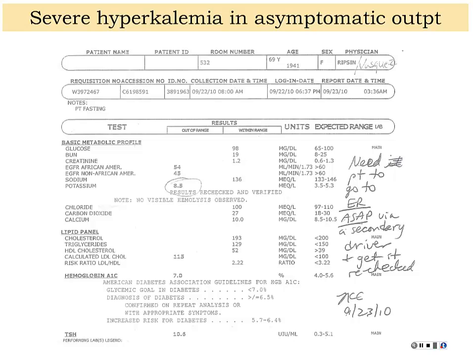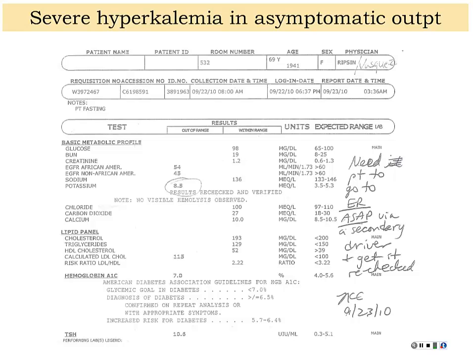hypertension and diabetes. But let's focus in on her eGFR, which stands for Estimated Glomerular Filtration Rate. You can see that her number comes back at 54. That is not sufficient. Anything below 60 is considered chronic kidney disease stage 3. So right off the bat, we're alerted to the fact that this patient has impaired renal function.